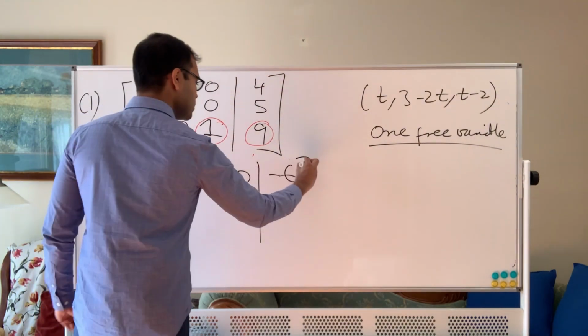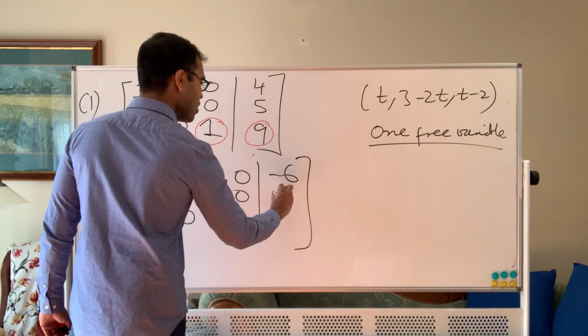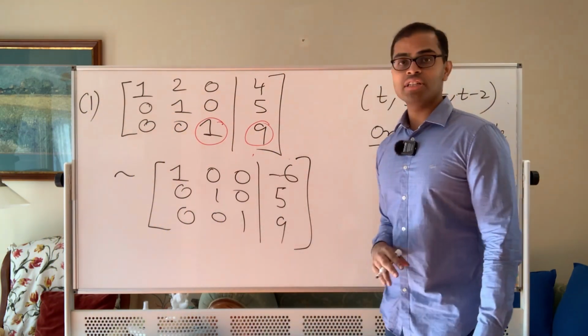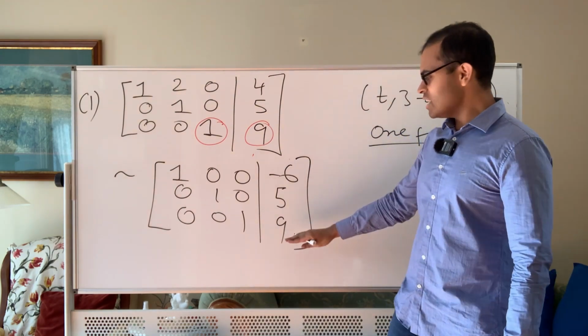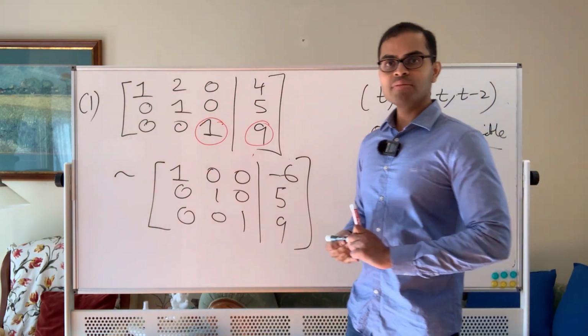So once you've got it down in this form, 1, 0, 0, 0, 1, 0, 0, 0, 1, this is what is called, and I'm going to define this precisely in future lectures, the reduced row echelon form, because you can literally see z is 9, y is 5, x is negative 6. The equations are given to you, okay? So that's going to be that example.